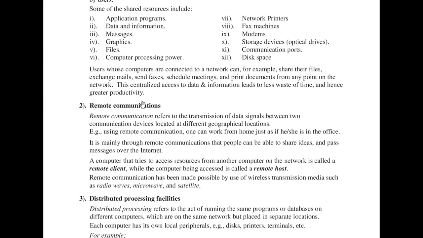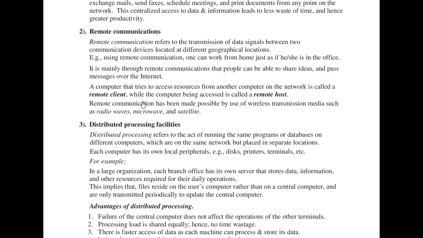Then we have remote communication. This refers to the transmission of data signals between two communication devices located at different geographical locations. For example, using remote communication, one can work from home just as if he or she is in the office. It's mainly through remote communication that people are able to share ideas and pass messages over the internet.